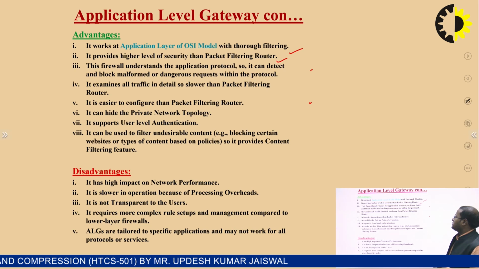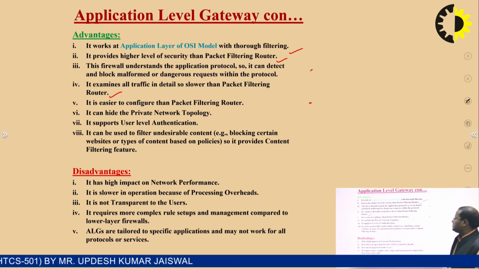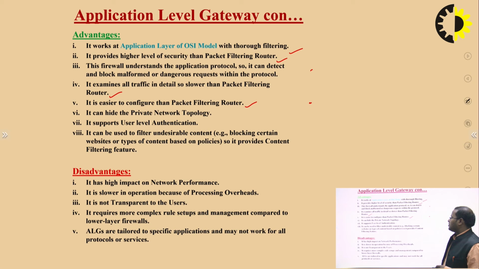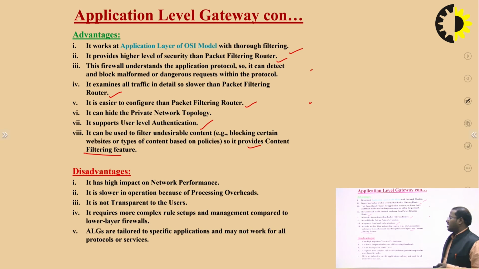It examines all traffic in detail, so it is slower than a packet filtering router. It is easier to configure than a packet filtering router. It can hide the private network topology. It supports user level authentication. It can be used to filter undesirable content, like blocking certain websites or types of content based on the policy. So it provides a content filtering feature. This is a very important feature that the application level gateway has.